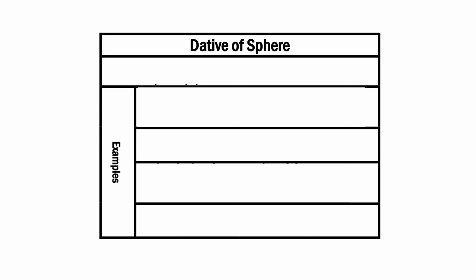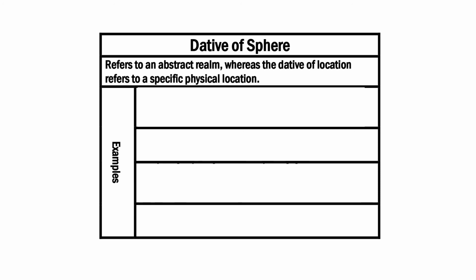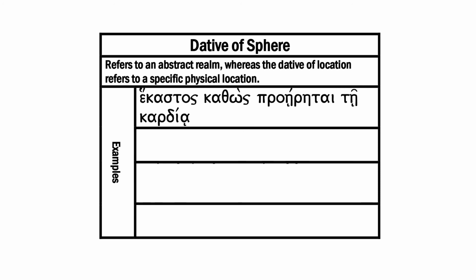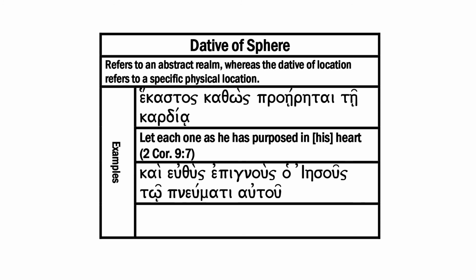And the last one we're going to talk about is dative of sphere. It refers to an abstract realm, whereas the dative of location refers to a specific physical location. Hekastos kathos proeretai te kardia, let each one give as he has purposed in his heart, 2 Corinthians 9:7. Kai euthus epignous ho Iesous to pneumati autou, and immediately Jesus knew in his spirit, Mark 2:8.